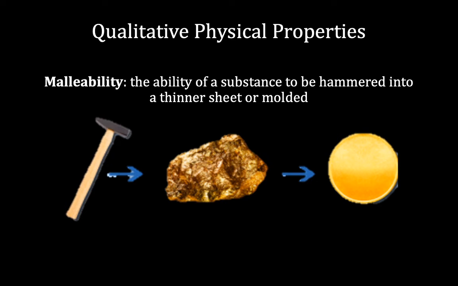Now, malleability refers to the ability of a substance to be hammered into thin sheets or molded. So the example that I've shown here is of gold. So gold is in this rock, and then if you hammer it, it can become thin and thin and thin, and that's why gold is used for jewelry, because it can be easily molded. So it's a very malleable metal.